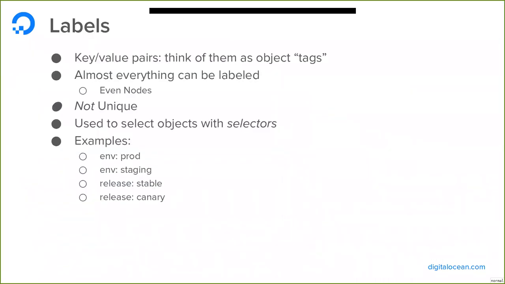So we're getting kind of short on time, so I'm going to skip over discussing labels. Suffice it to say, labels allow you to associate different resource types, such as services, with other resource types, such as deployments and pods.